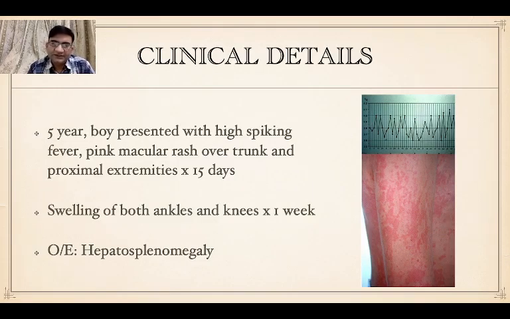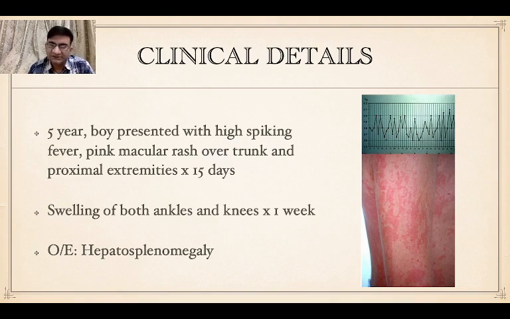Now moving on to the next case, a 5-year boy presented with high spiking fever, a rash which was there. The rash became more prominent whenever the child used to get fever. This is the fever chart that is visible on this screen. The fever chart, as you can see, is daily high spiking fevers. On examination, he had swelling of both ankles and knees, which was there for 1 week. And on examination, he was having hepatosplenomegaly.